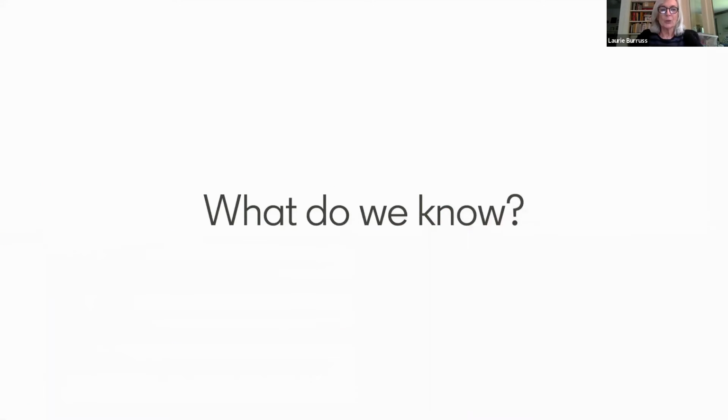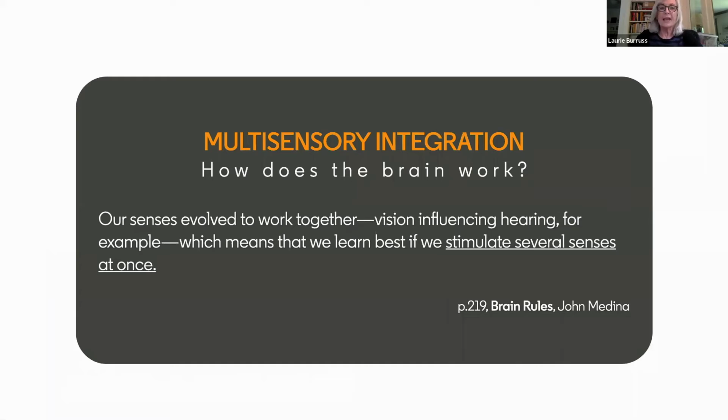So what do we know? Well, we know a lot about online video learning. First and foremost, we know that it's a multi-sensory integration. It's how our brain works. Our senses have evolved to work together. Vision influences our hearing, for example, which means we learn best if we stimulate several senses at once.